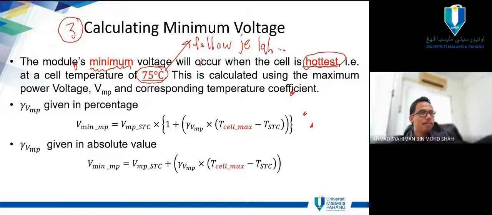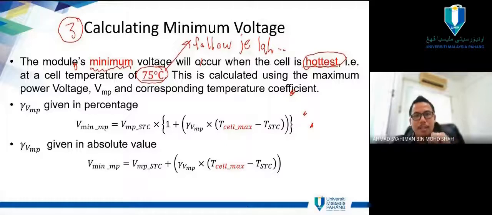Just now, maximum voltage at the minimum cell temperature of 20 degrees C. That's also the same. 20 degrees C is also decided by the SEDA, so we just follow it. Don't argue. Okay, 20 minimum, 75 degrees C is the maximum for the cell temperature. Okay, so we just follow.